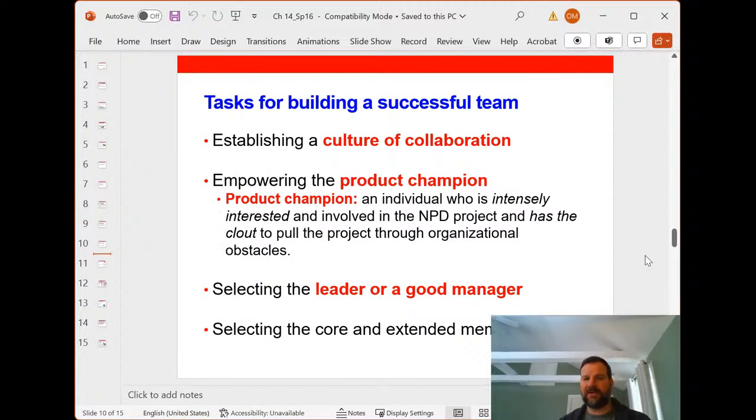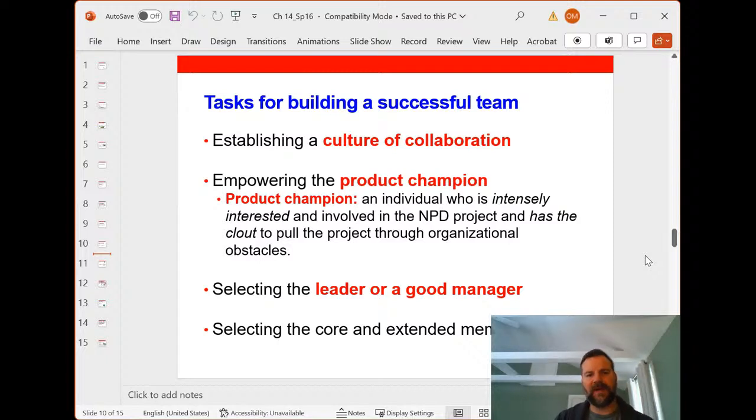What are some things to build in a successful team? I think some of the stuff you already know just from projects you've done: being collaborative, having some sort of leader, a good manager, having good core and extended members, and then having a good product champion and empowering them.